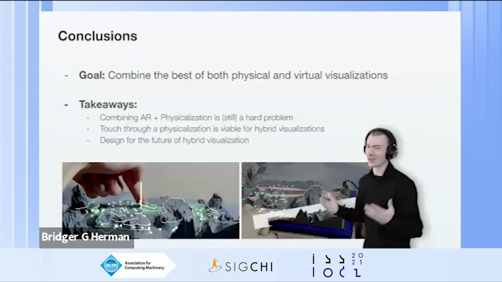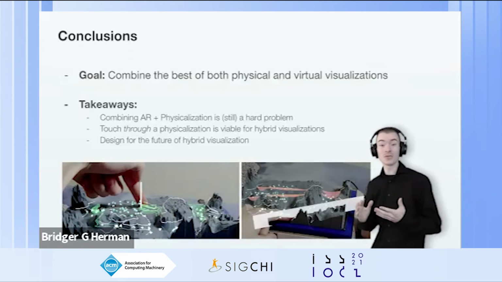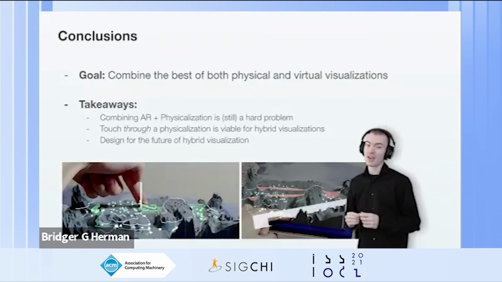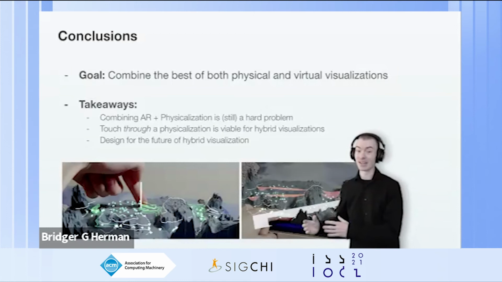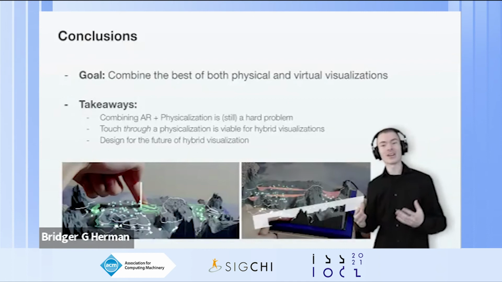Through our process, we found that the approach of touch through physicalizations is viable as an input mechanism for hybrid visualizations. But we also need to continue to design for the future of hybrid virtual and physical visualization, including adapting current visualization software to a tangible context and continuing to develop hybrid visualizations that lead to greater clarity and communication of our data.